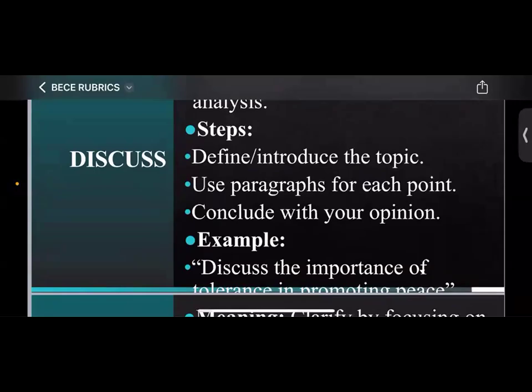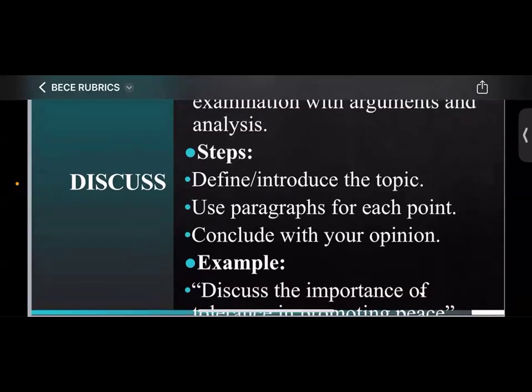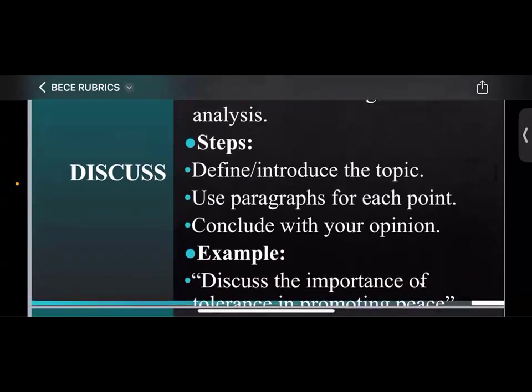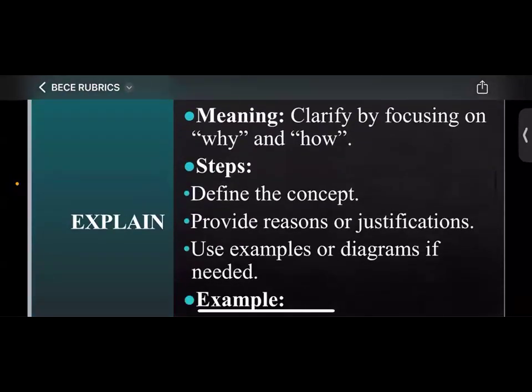Example, discuss the importance of tolerance in promoting peace. So you can speak for or against, and then you choose your opinion and let us know why you feel you are for the motion. This is not essay writing, but yes, you are giving reasons why. So when it's about discuss, you are not describing it. You are talking about a situation where you can write the for and against. Then later on, you let them know where you stand. So that's one thing you need to consider when the question says you are to discuss.